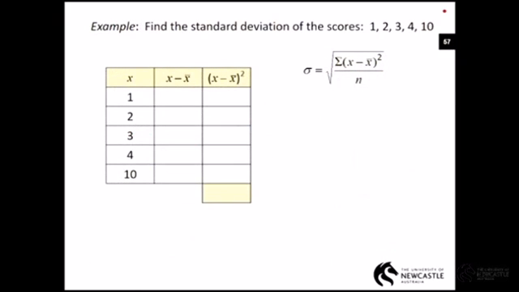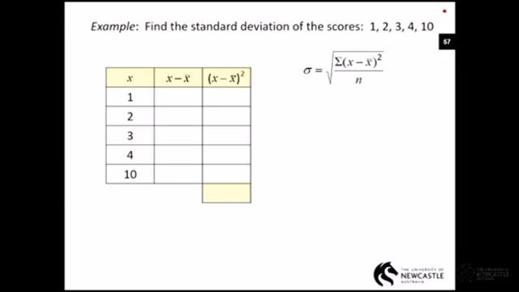Here's an exact example, written the same way you get presented, with heading titles and all of that. It's very much the same, every single question. Find the standard deviation of the scores 1, 2, 3, 4, 10. Fine. 1, 2, 3, 4, 10 are all the scores I've got.